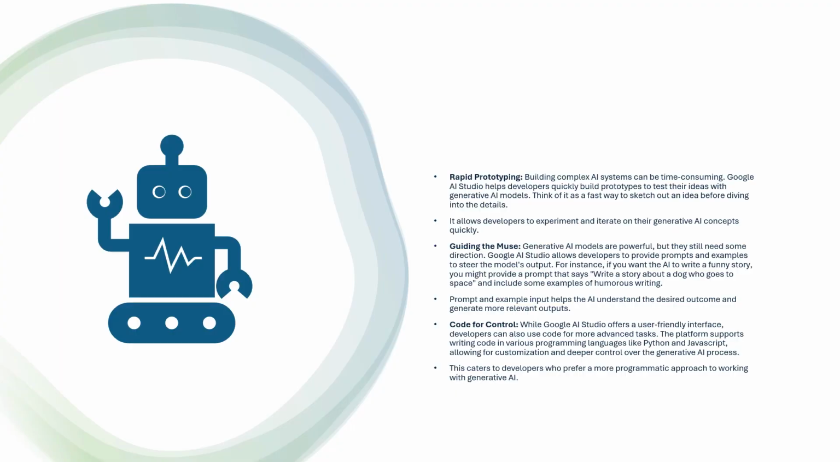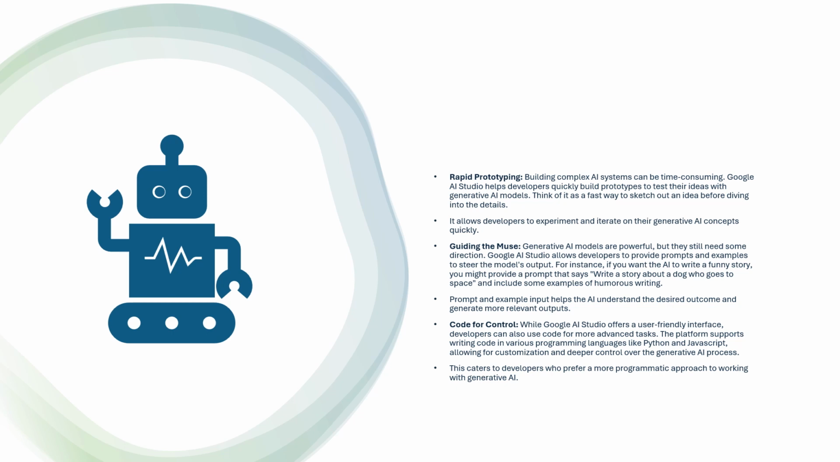Then we come to the next feature, rapid prototyping. Building complex AI systems can be time consuming. Google AI Studio helps developers quickly build prototypes to test their ideas with generative AI models. Think of it as a fast way to sketch out an idea before diving into the details. It allows developers to experiment and iterate on their generative AI concepts and endeavors quickly.